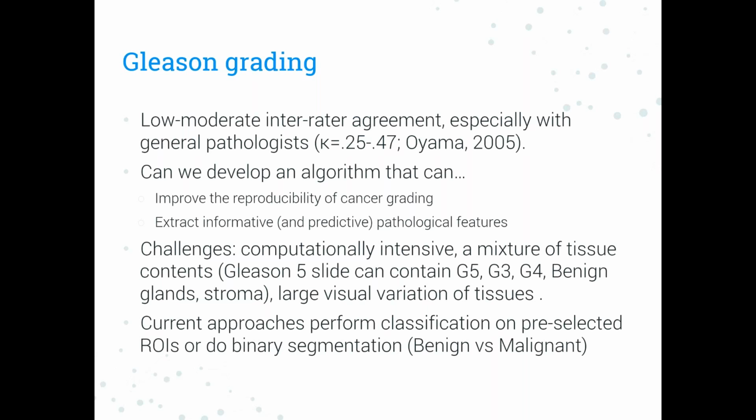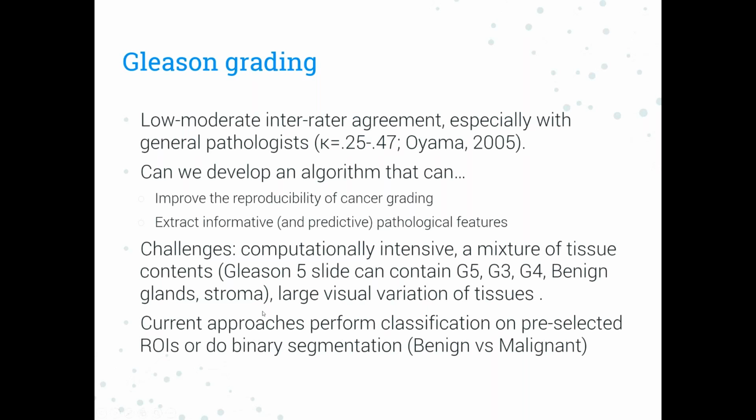So the challenges include that it's a computationally intensive problem. We have a mixture of tissue contents, right? So a Gleason 5 slide can actually contain Gleason 5, Gleason 3, Gleason 4, benign glands, and stroma. So the pathologist only grades the highest Gleason score. They actually grade the first highest and the second highest. So if you have a biopsy that is Gleason 3 plus 4, that means that most of the cancer was 3, second most was 4, but there could have been, people don't usually grade 2, but there could have been 2. There's also a large visual variation of the tissues.